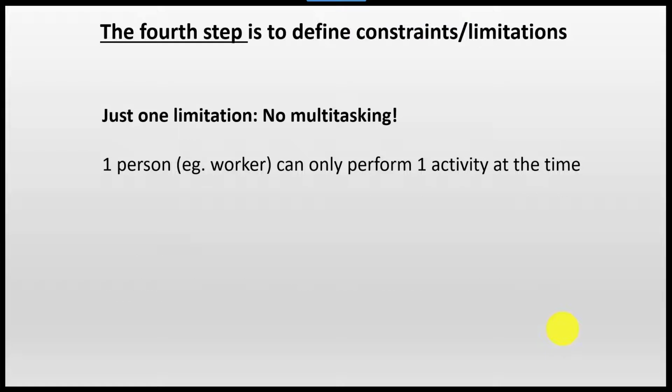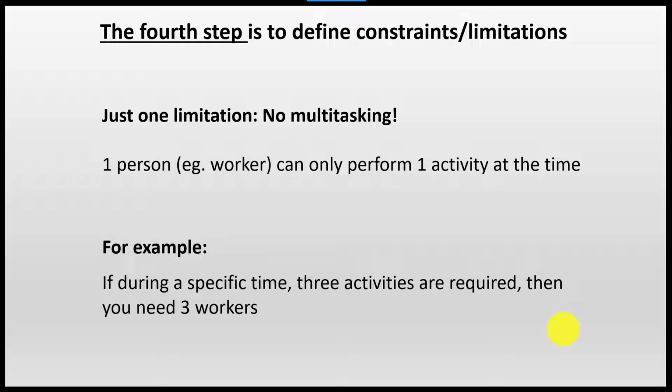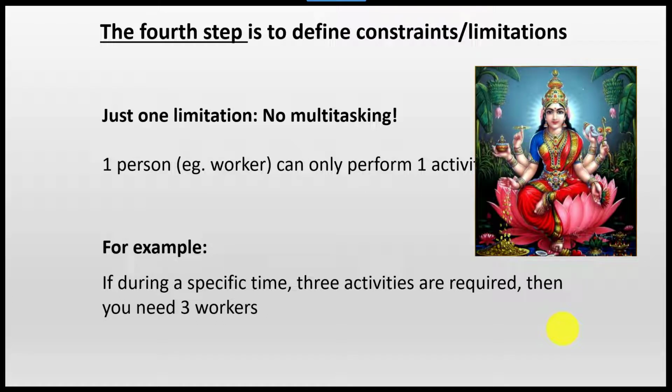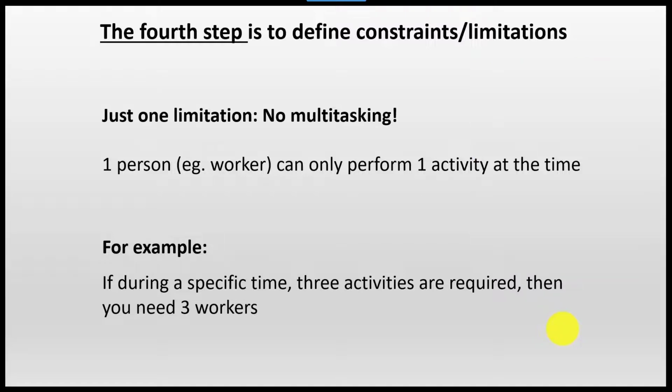So, for example, if during a specific time 3 activities are required, I don't know what kind of activities, preparing the orange juice, preparing the boiled egg, and toasting the bread, you know, you have these 3 activities. Well, then you need 3 workers because one person cannot perform all these simultaneously. It's not like an octopus with 8 arms or something like that. So that is what I mean with these constraints. I think it's a very realistic constraint, don't you think? So that is the fourth step.